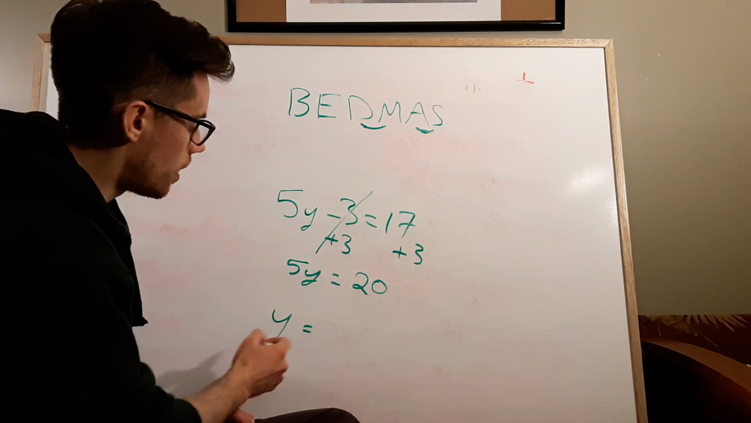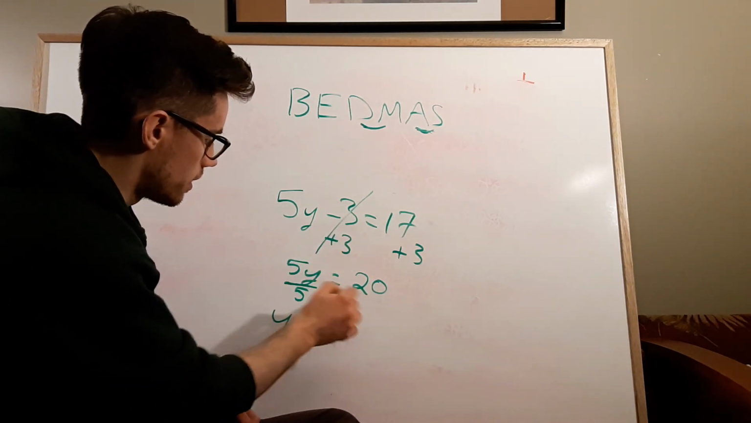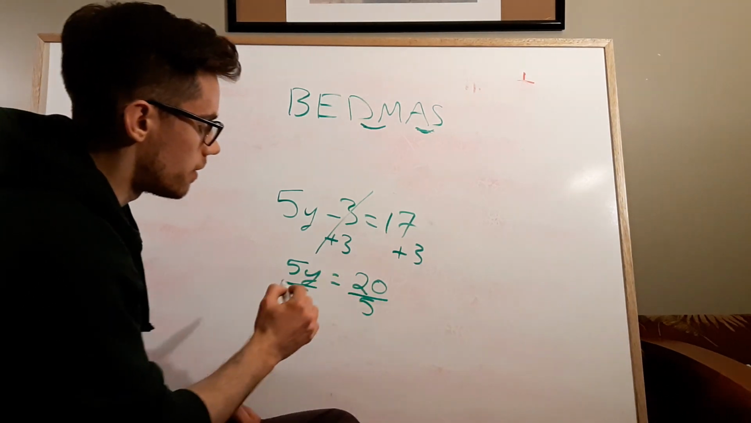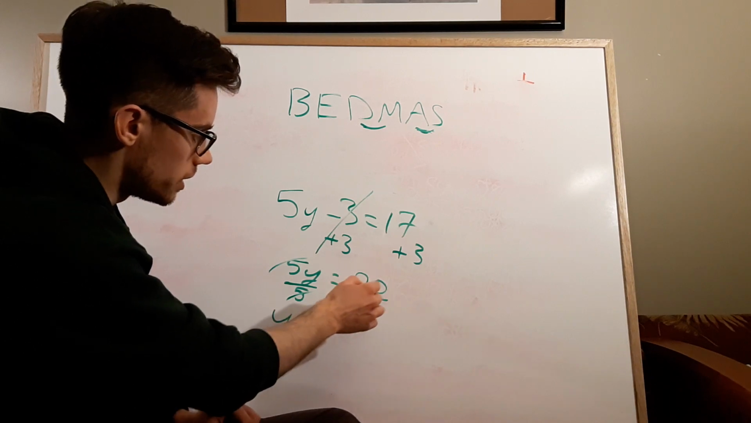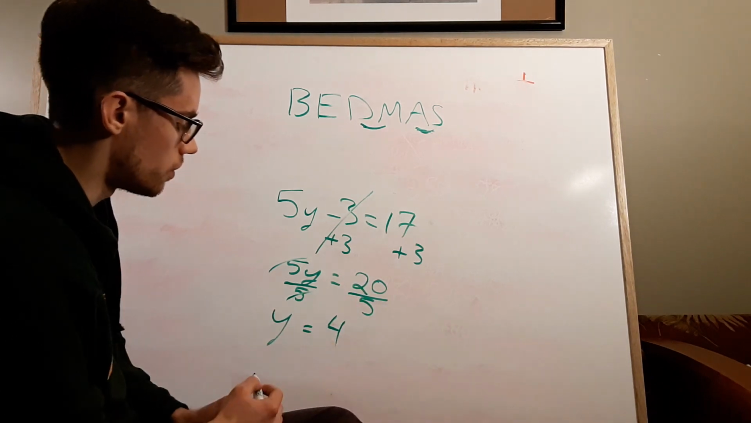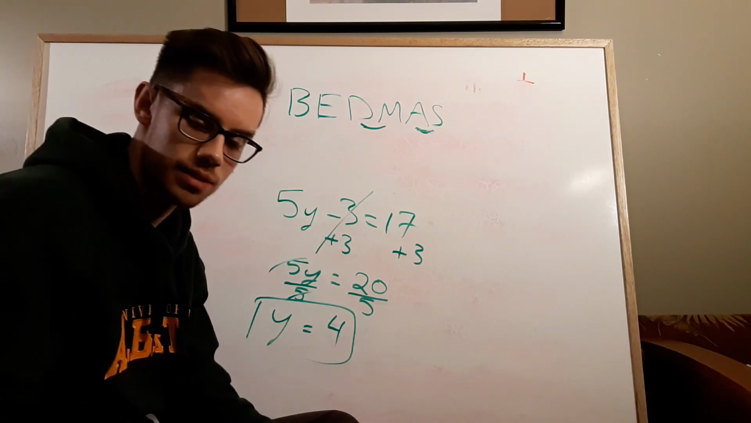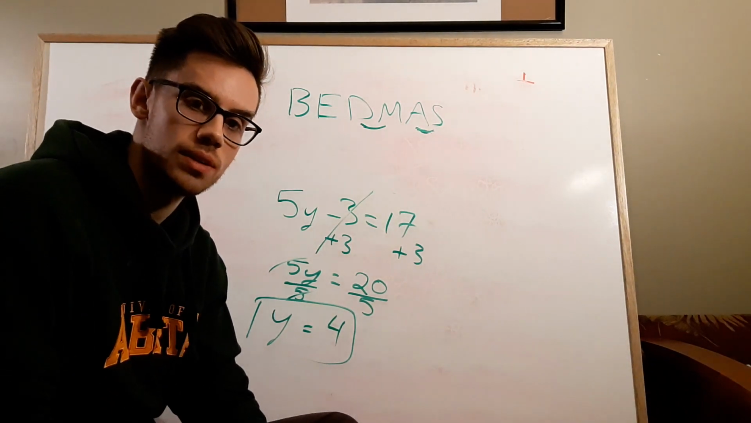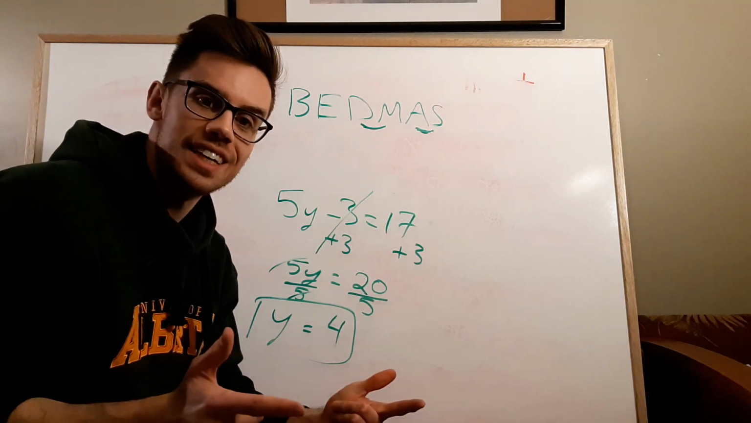Lastly, 5 multiplied by y, I want to undo that, so I'm going to divide by 5. But I have to divide the other side by 5 as well, and when those cancel out, y is equal to 20 divided by 5, that's just 4. And if you put that into the equation, you'll see that that is indeed what the variable is supposed to be. So, that's the lesson.